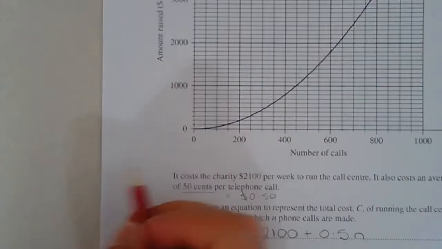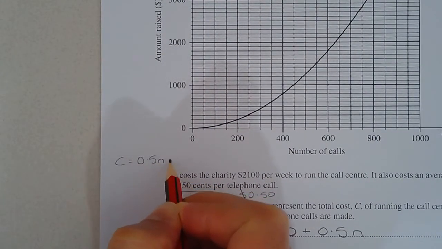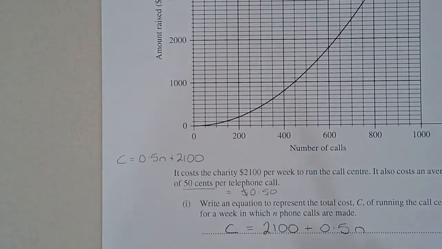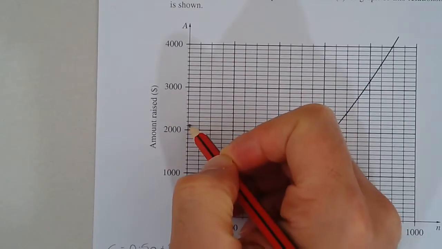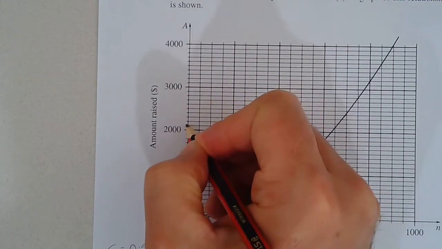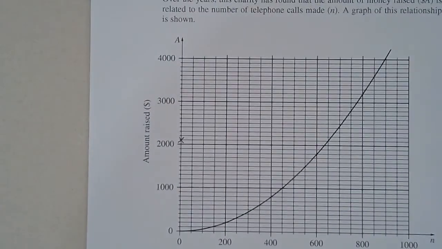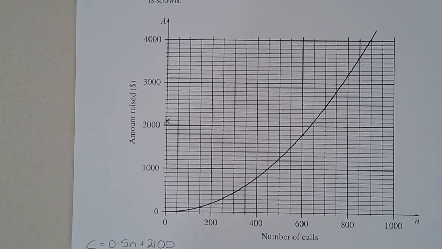In fact, I could write it off to the side here like this, 0.5 N plus 2,100. So this is in the form y equals mx plus c. So the gradient is 0.5 and the y-intercept is 2,100. So 1, 2, 3, 4, 5. Okay, so it looks like we're going to be starting from here. And the gradient is 0.5 N.